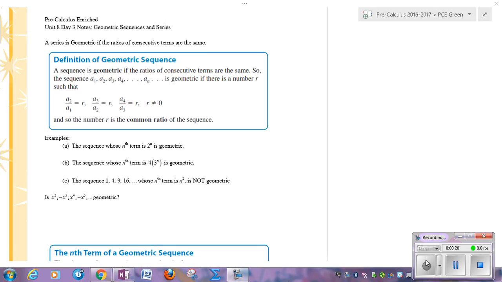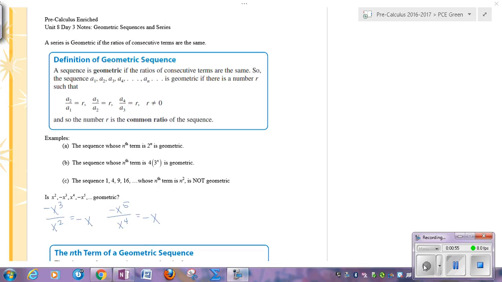So some examples of that would be like 2 to the n, that's geometric. 4 times 3 to the n, that's geometric. If I had something like 1, 4, 9, 16, that is not geometric. Okay, so my question to you is x squared, negative x cubed, x to the fourth, and negative x to the fifth, geometric? Okay, so go ahead and think about that for just a minute.